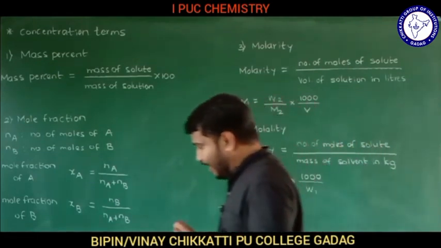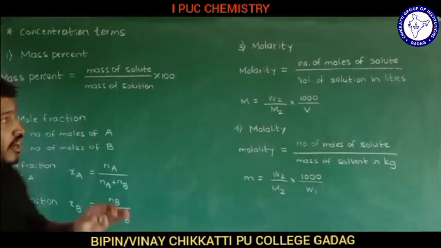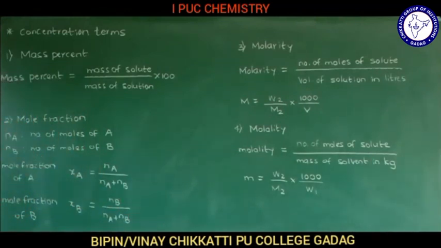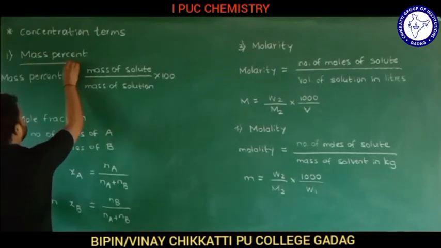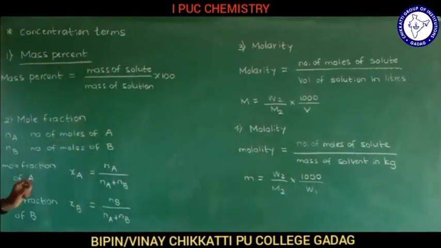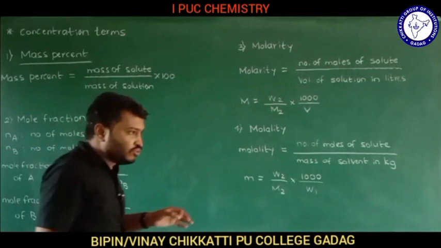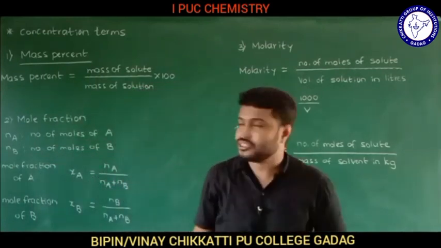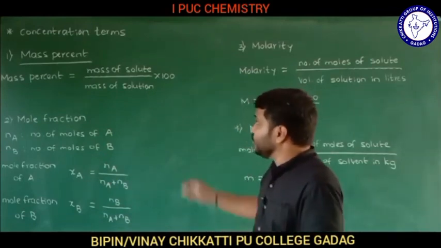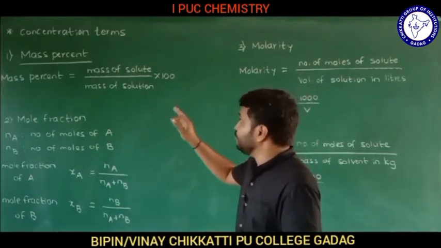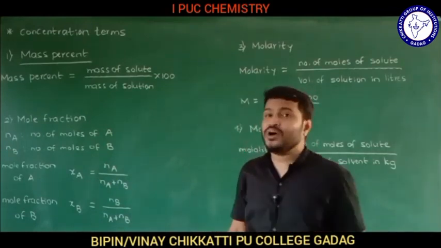Now we'll see how we can explain the concentration terms. The first one I am going to talk about is mass percent. In terms of percent, we measure the amount of solute present in a given solution. So what is the formula we need to consider? Mass percentage is equal to mass of solute divided by mass of solution, into 100.